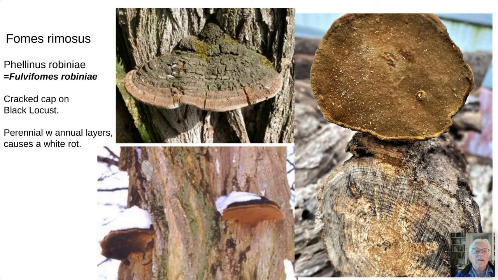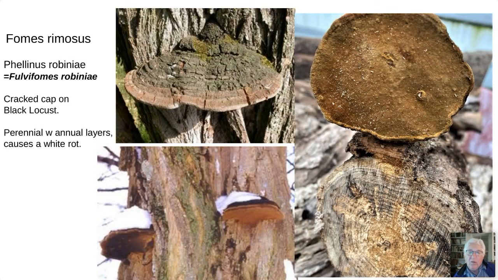Now, look here at this. The shape is this conch shape. It's very typical, isn't it? And this one grows on locust trees, almost exclusively on locust trees. It's called Fomes rimosus or Phellinus robiniae, and it's a crack cap fungus. It's on black locust, and you'll see these around.